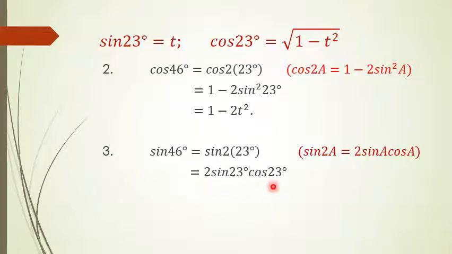First of all, using the formula to expand that, it is 2 sine 23 degrees cos 23 degrees, and then we make a substitution. That's 2, and sine 23 is t. Cos 23 is the square root of 1 minus t squared.